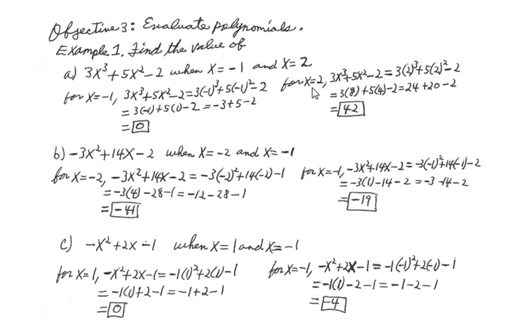For x equals 2, the polynomial 3x cubed plus 5x squared minus 2 becomes 3 times 2 to the third power, or cubed, plus 5 times 2 squared minus 2, which equals 3 times 8 plus 5 times 4 minus 2, which equals 24 plus 20 minus 2, which equals 42.